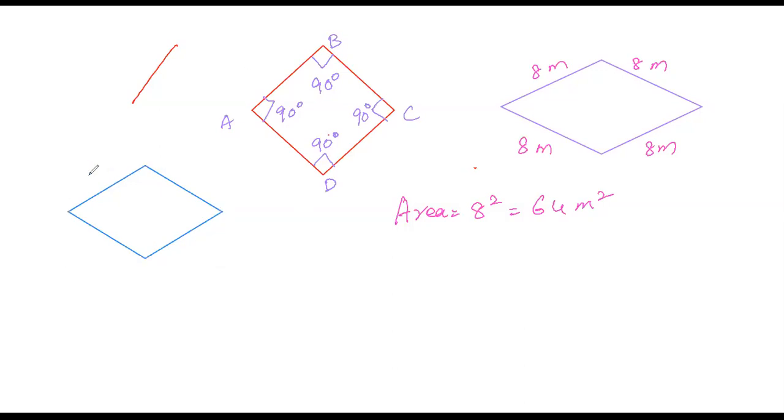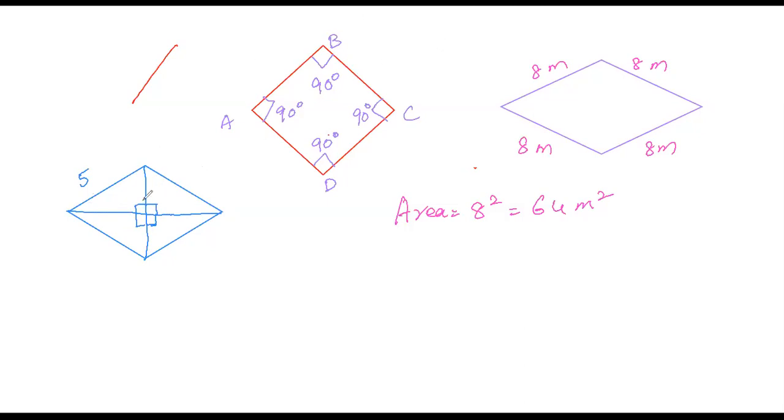Sometimes they will give this length, for example 5, and the height will be given. Oh, this is the diagonal rather. These two are diagonals. You can see that it forms a right 90 degree angle in between, where it bisects or intersects.